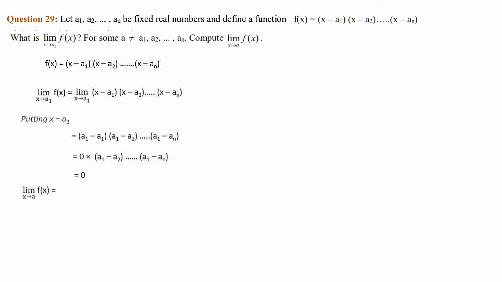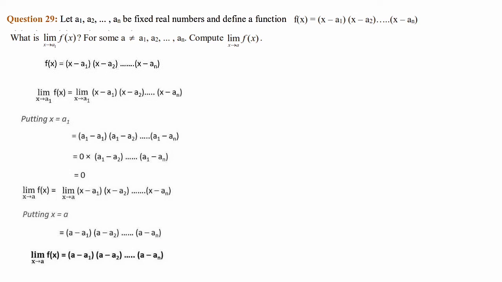Next is limit x tends to a f of x, that is what we have to calculate. That is equal to limit x tends to a, again as before just substitute f of x, x minus a1 into x minus a2, etc. into x minus an. Same as the previous one, putting x as a, we get a minus a1 into a minus a2 into etc. into a minus an. Therefore, limit x tends to a f of x is equal to a minus a1 into a minus a2 into etc. into a minus an.